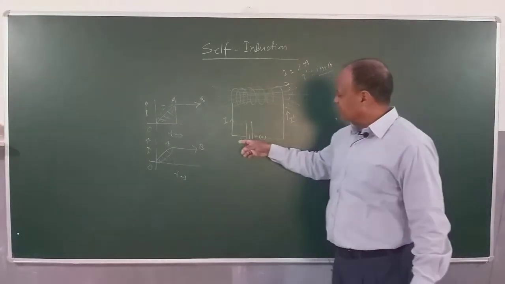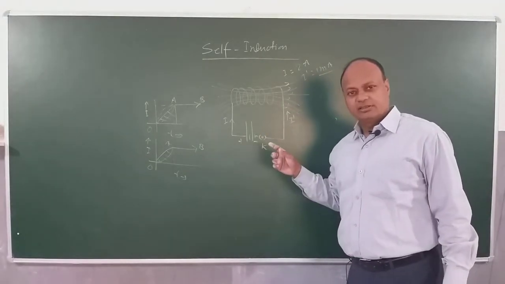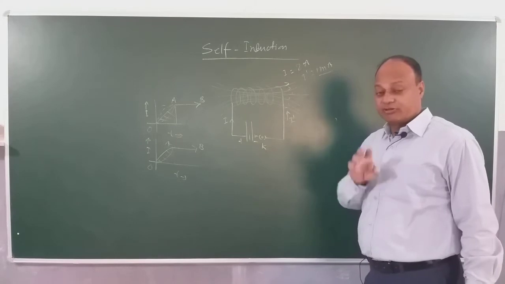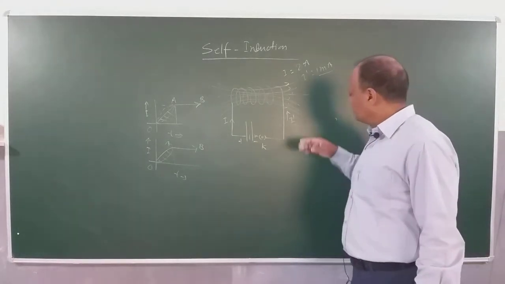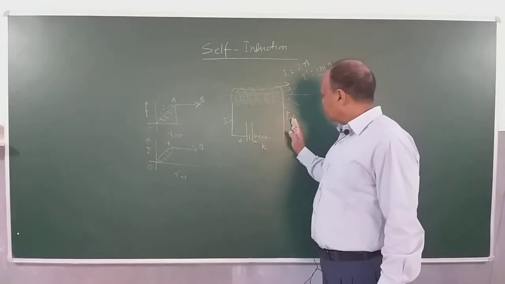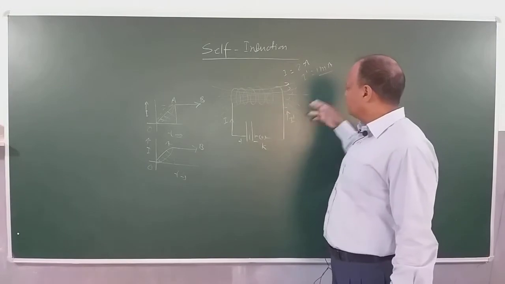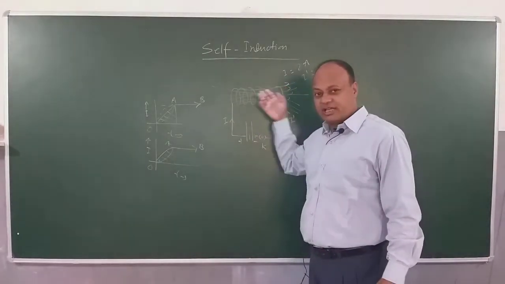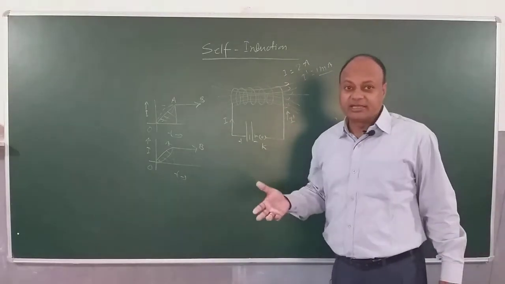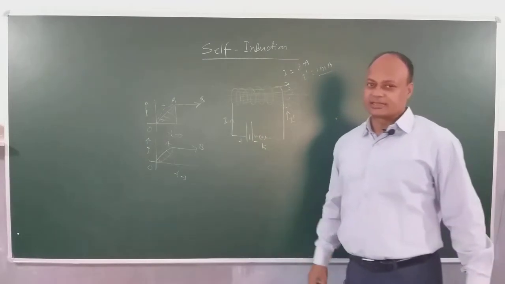So when this current is increasing, flux is increasing. So the circuit has a tendency due to electromagnetic induction, which is again explained by Lenz's law, that it will try to cancel the increasing flux, and therefore it sets up a current in which direction? Opposite direction. So this opposite direction will produce another flux in the opposite direction, and we try to prevent the flux from increasing. So this is the scenario when the current is increasing.